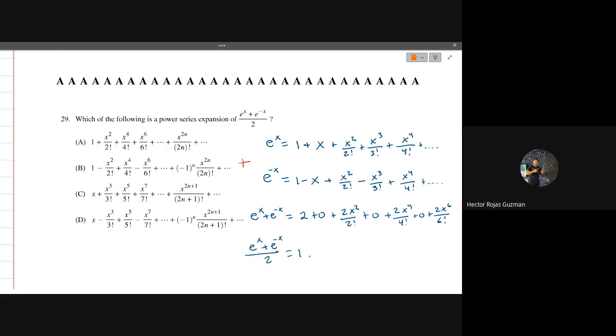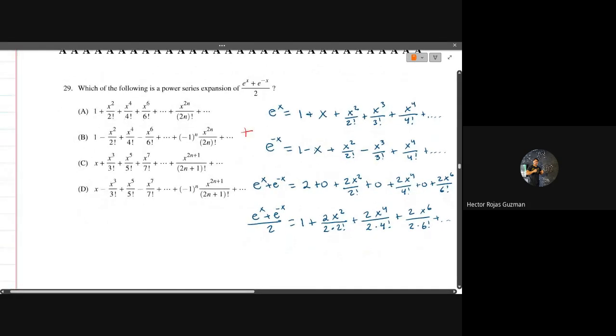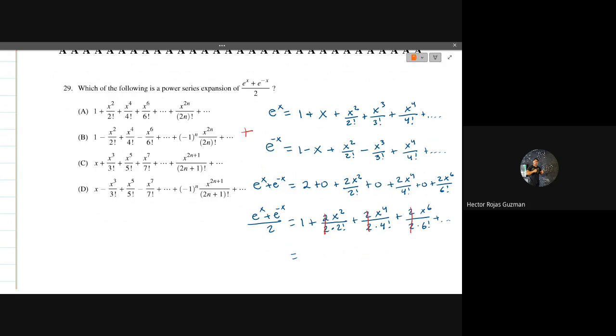So that gives us 1 plus 2x squared divided by 2 times 2 factorial plus 2x to the power of 4 divided by 2 times 4 factorial, and so on. What ends up happening here is the 2's cancel each other out. These cancel, these cancel, these cancel. And we can now select our series, which is 8.